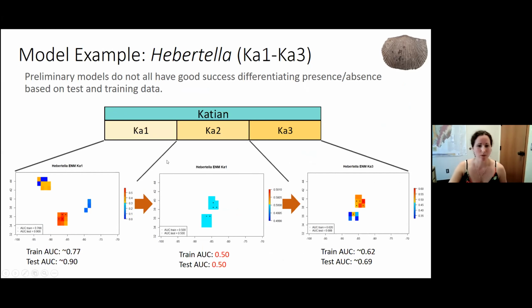So this is an example of the Hebertella genus models plotted through time for the first 3 stage slices of the Katian. We can see that there is a change in the distribution of high species fitness between the Ka1 and Ka3 stage slices. But unfortunately, several of the models that I've created so far have not been very good. They've been sort of inconclusive, which we can see an example of here with the Ka2 stage slice.